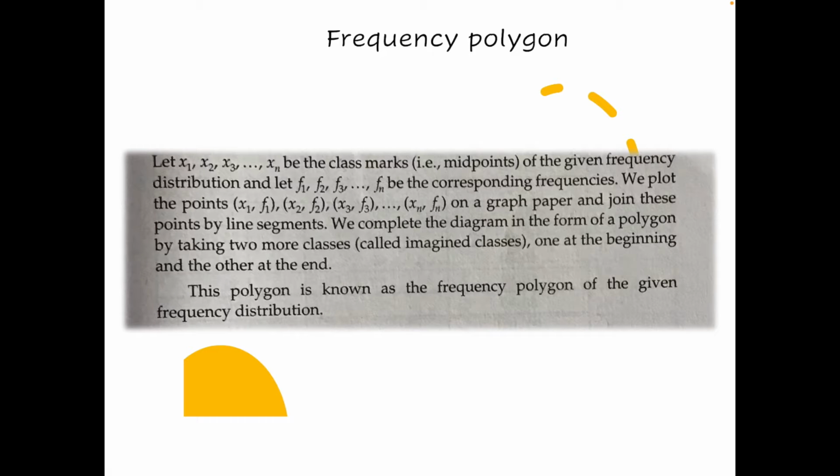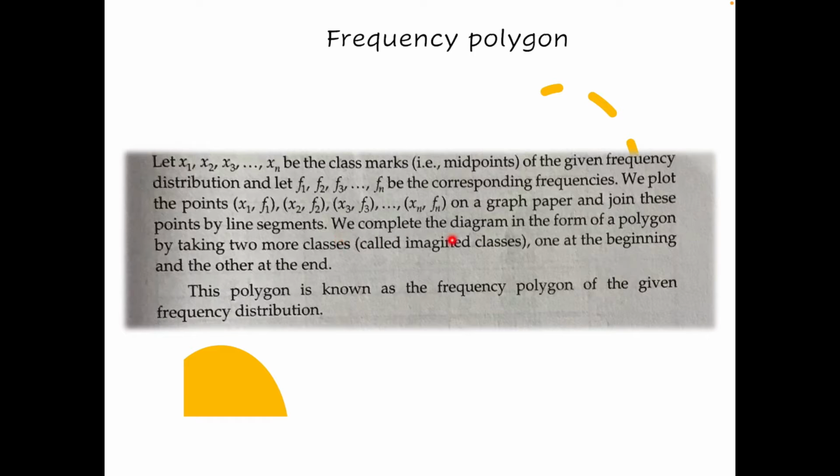Now what is a frequency polygon? Let's see. Let x1, x2, x3, ..., xn be the class marks, that is the midpoints of the given frequency distribution, and let f1, f2, f3, ..., fn be the corresponding frequencies. Now we plot the points (x1, f1), (x2, f2), (x3, f3) and so on up to (xn, fn) on graph paper and join these points by line segments. You have learned such graphs in chapters 3 and 4.